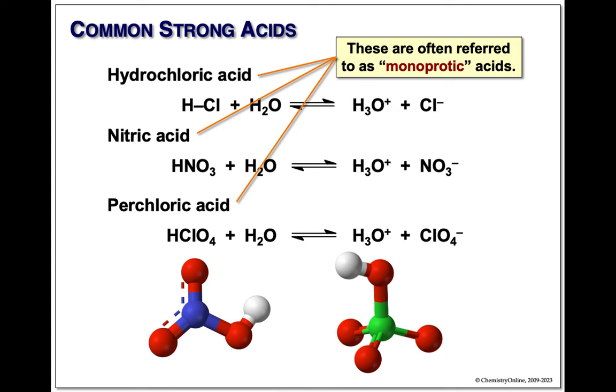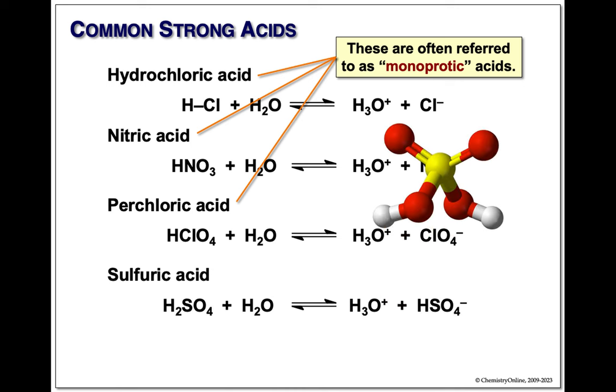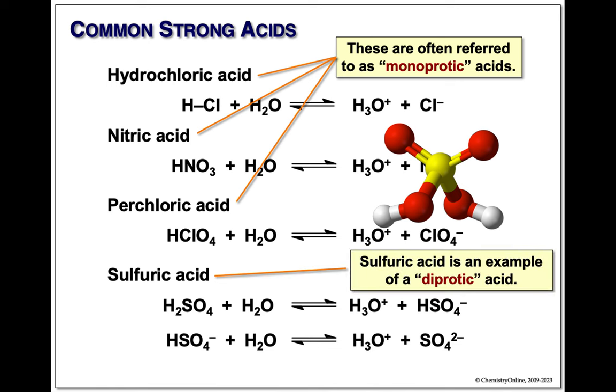Now, everybody's favorite acid is sulfuric. Sulfuric is basically sulfate, SO4, with two negative charges. We put hydrogens on both of them. We can lose these one at a time. Lose the first one, we get hydronium and hydrogen sulfate. Lose the second one, we get hydronium and sulfate. This is a diprotic acid. We lose two protons.